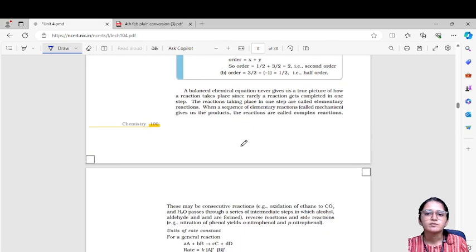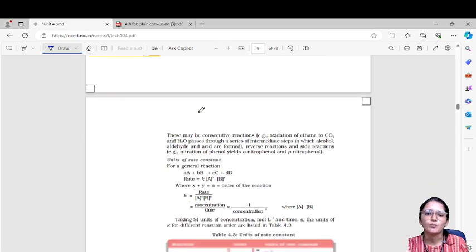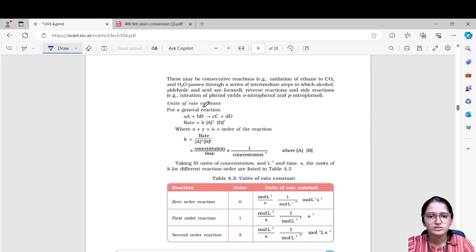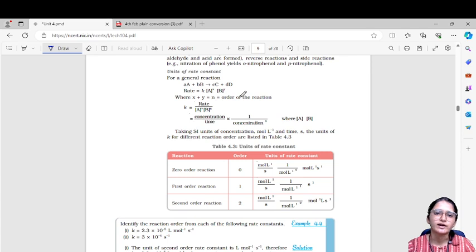Then the reactions taking place in one step, only one step reactions, are called elementary reactions, and when a sequence of elementary reactions gives the products, the reactions are called complex reactions. So let us start with the units of rate constant. For a general reaction, we have this equation, A plus B gives C D along with its coefficients. So rate is given by K, A raised to x, B raised to y, where x plus y is n, which is the order of reaction.